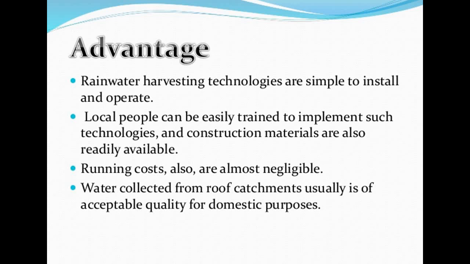So the advantages are huge. It is not much costly, and it is very simple to install and operate. People can be trained easily to apply this, and the water can be collected for good purposes, and it can give you good quality for your domestic purpose as well. So these are the advantages.